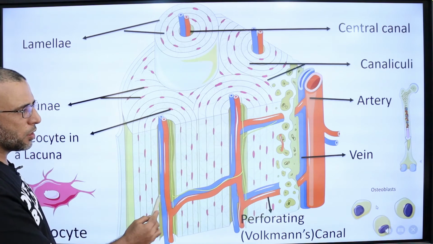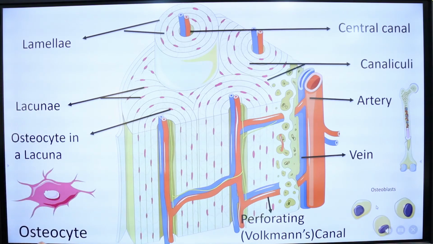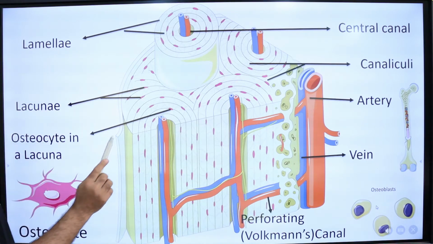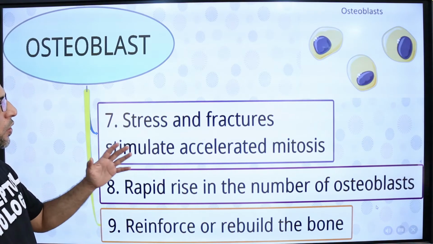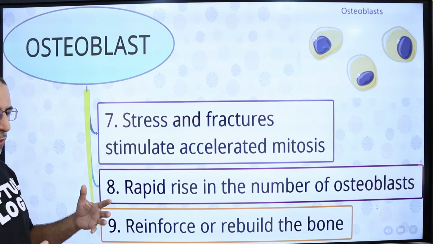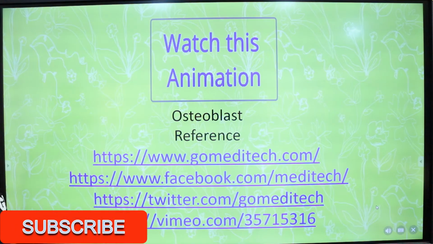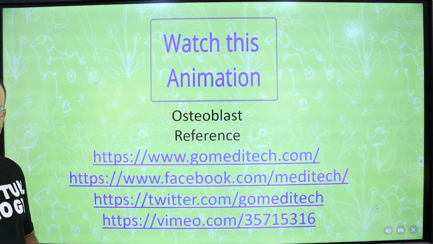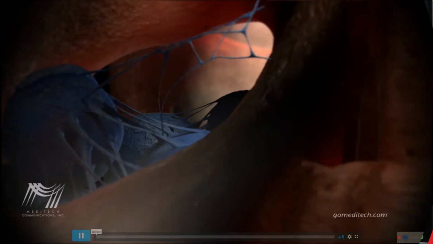And osteocytes are the living bone cells. They are present in small cavities, and these cavities are called lacunae. Lacuna is singular, lacunae is plural. In stress and fracture, the process of formation of osteoblasts is accelerated, so more osteoblasts are produced to rebuild the bone. Let's watch this animation where osteoblasts carry out their responsibility to build bone.